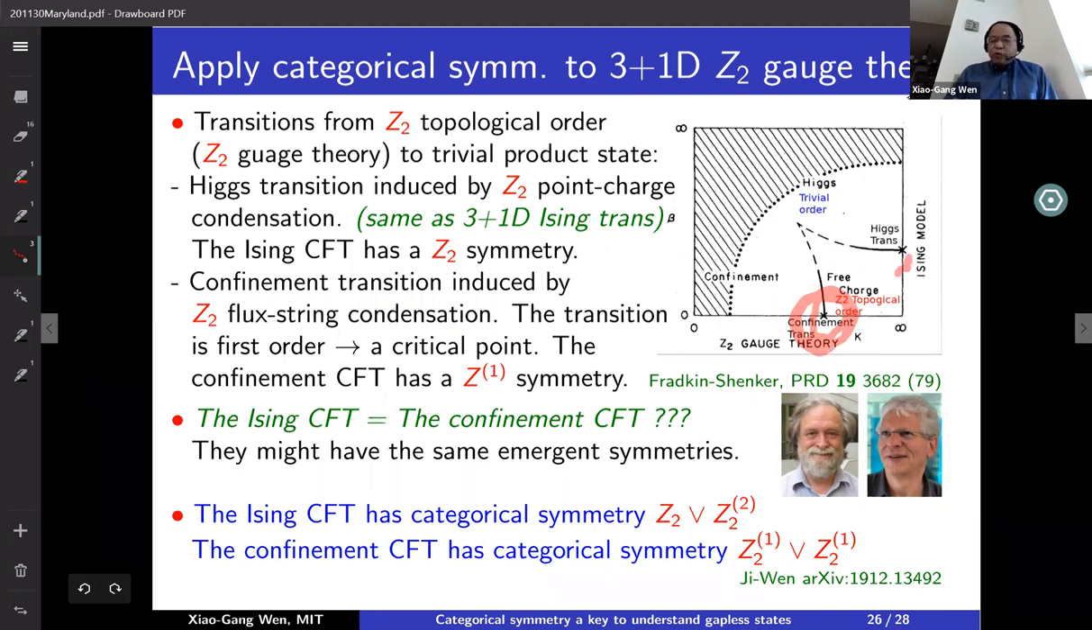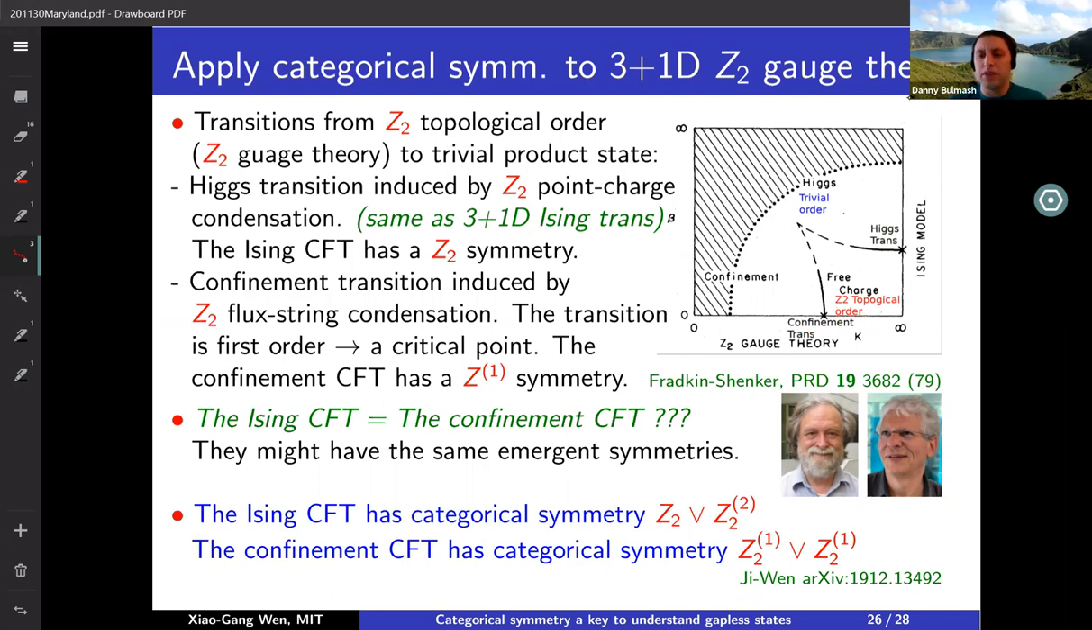Because this Higgs transition has this kind of categorical symmetry, and the flux condensation, if there's a critical point, will have a different categorical symmetry. And so therefore, if we make this confinement transition a continuous one, we will have a new critical point different from the Higgs transition. The Higgs transition is a usual Z2 symmetry breaking transition critical point. So this critical point is the same as the Ising class, the 4D Ising class. But this one is a new class, if you make it continuous. So that's one application, I would say. Yeah, we need to find a more non-trivial application like this.